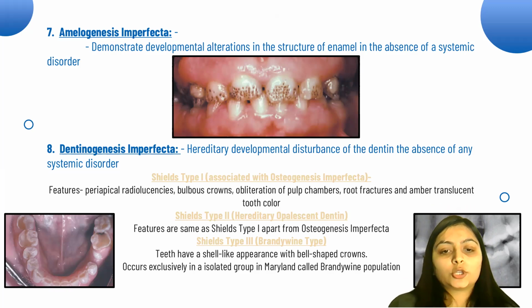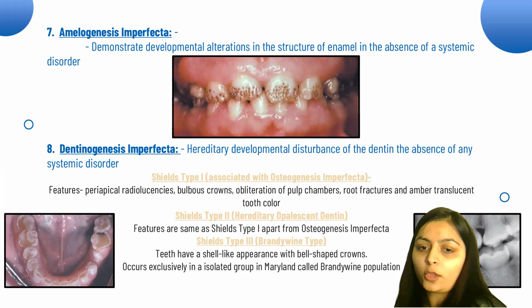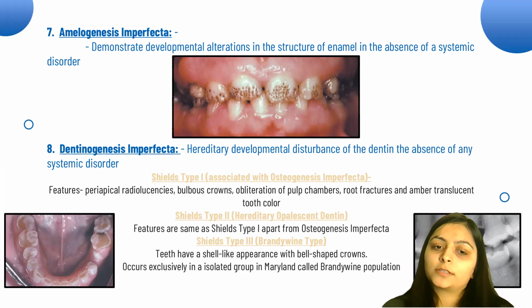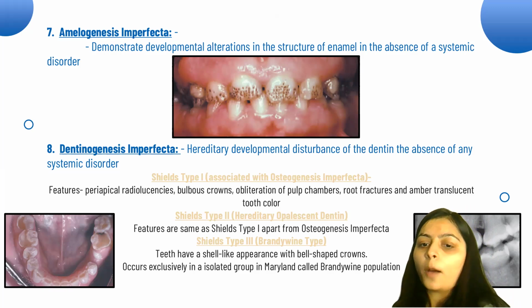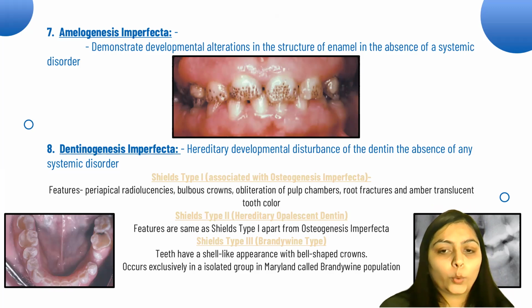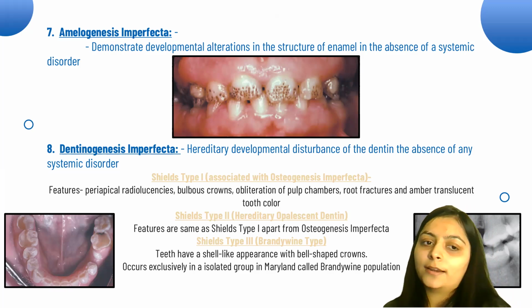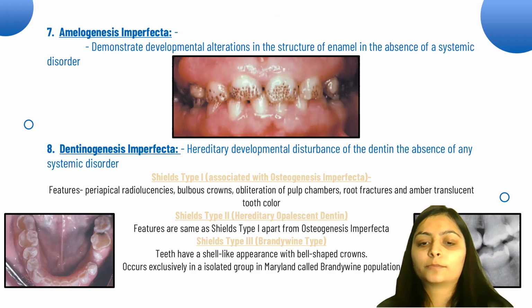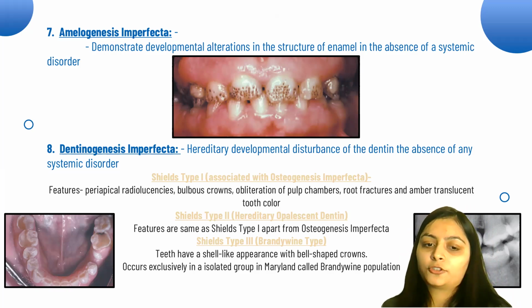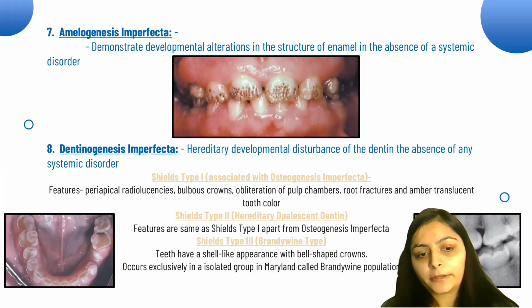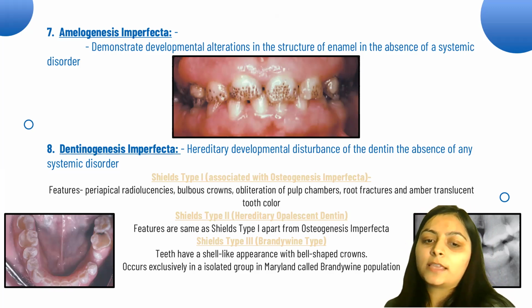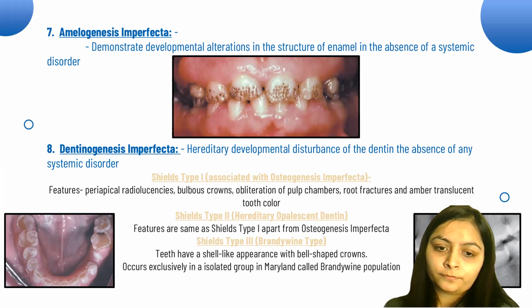And second is Shield type 2, which is hereditary opalescent dentin. Features are the same as Shield type 1, but there won't be a history of osteogenesis imperfecta along with the dentinogenesis imperfecta in type 2. In type 3, which is the Brandywine type, teeth have a shell-like appearance with a bell-shaped crown. It occurs exclusively in an isolated group in Maryland called the Brandywine population.